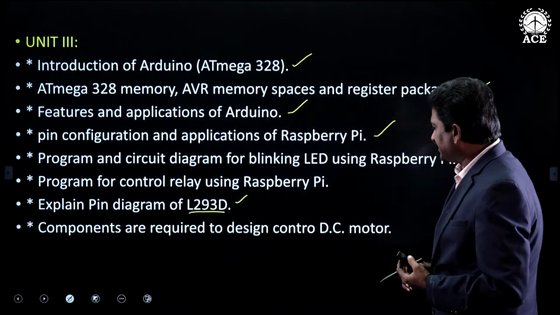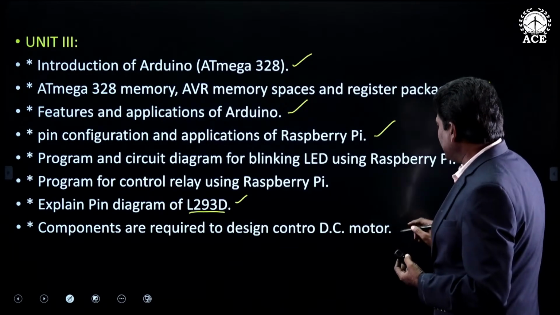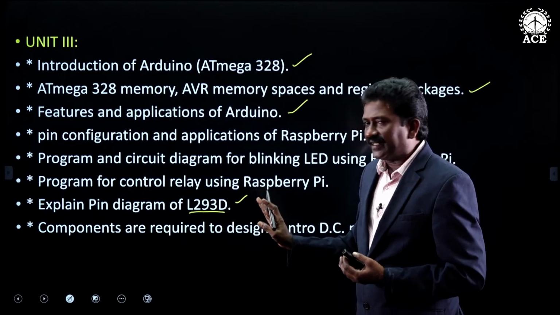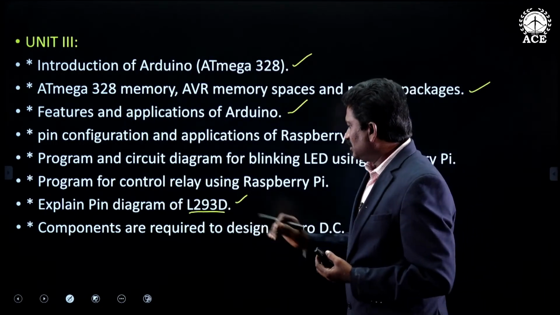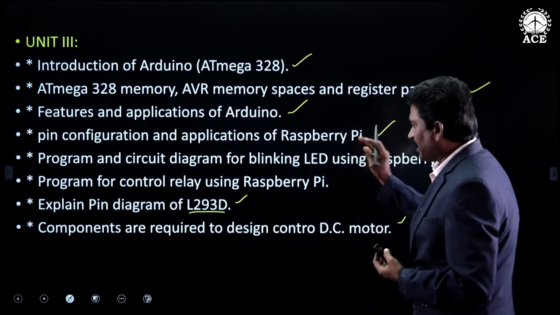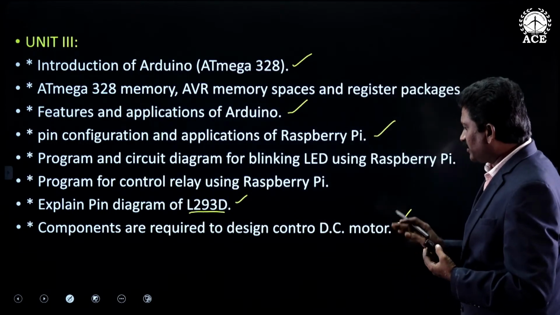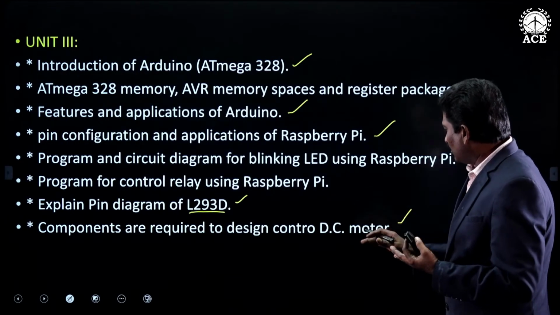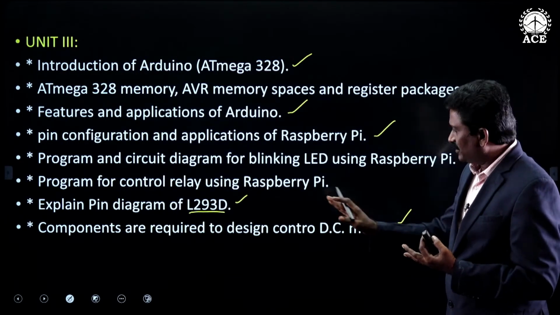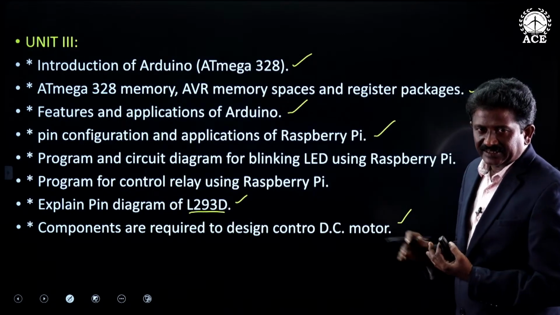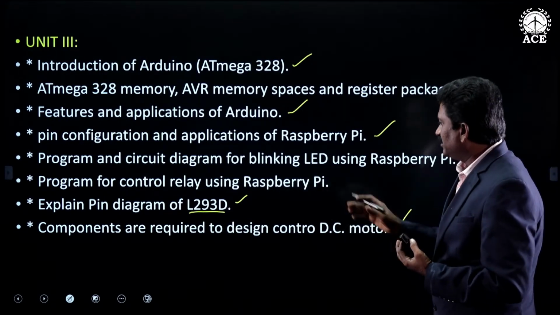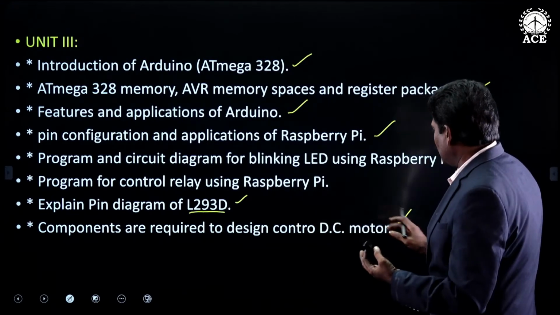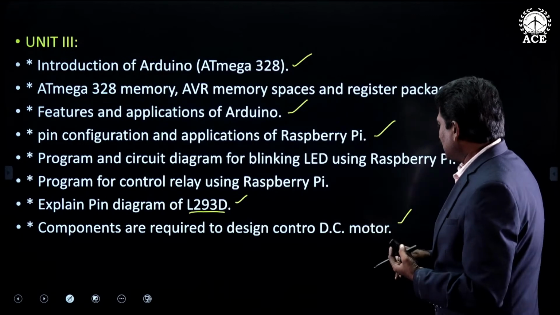Components required to design control of DC motor. What are the components required to drive a DC motor with the help of Raspberry Pi? We need some wheels, DC motors, the L293D driver circuit, and the processor is Raspberry Pi. With the help of these components, we are able to design control of DC motor.